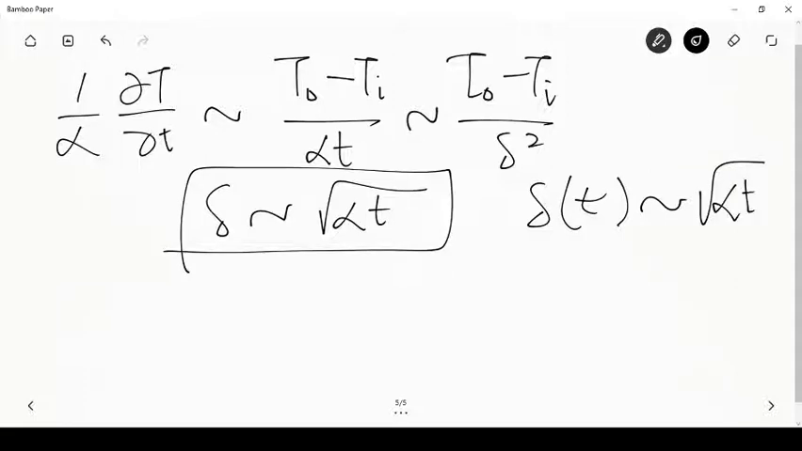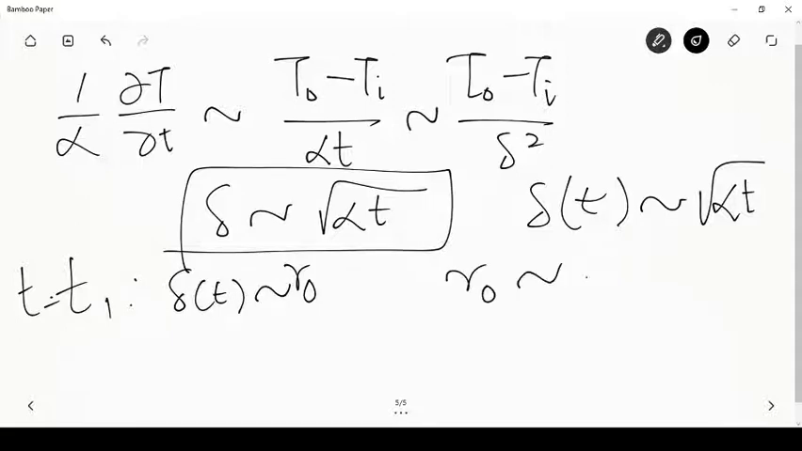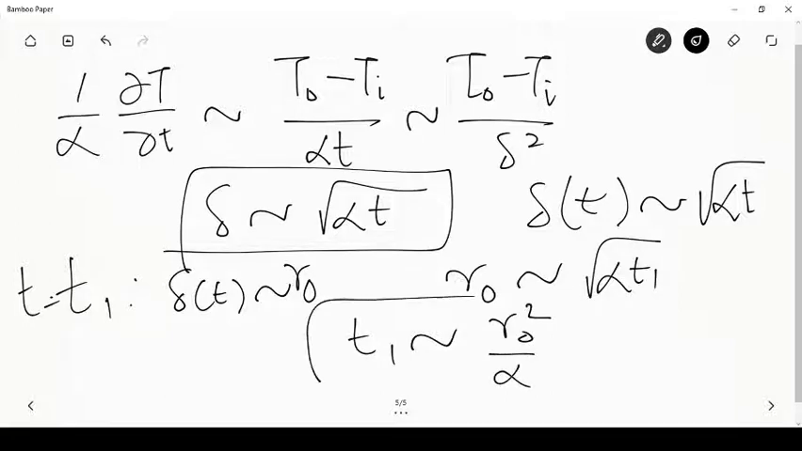Okay. Now, what is T1? T1 is the time such that when time t is equal to T1, the thickness delta of t tends to R naught. Right? So this is your thing. So if I substitute these two here, you will get R naught is of the order of square root of alpha T1, or T1 therefore is of the order of R naught squared by alpha. Okay.